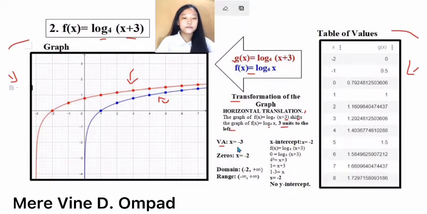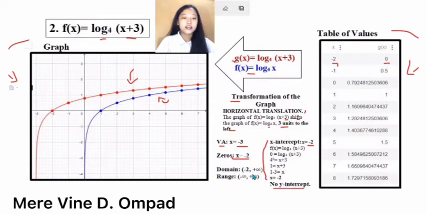And our vertical asymptote is x equals -3. And for our x-intercept, this is the process on how to get the x-intercept. Let's just equate y to 0. And as a result, it is equal to -2. And our zero is equal to -2, because as you can see in our table of values, 0 is equal to -2. And there is no y-intercept.